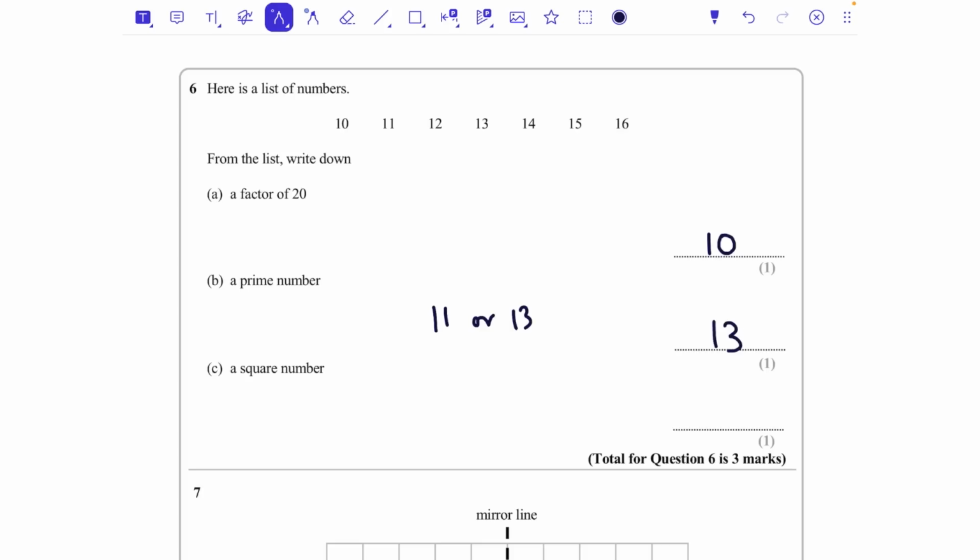And then a square number. So 1 times 1 is 1. 2 times 2 is 4, 3 times 3 is 9. These are your square numbers here. 4 times 4 is 16, so that was the one we were looking for. 16 from the list above up there.